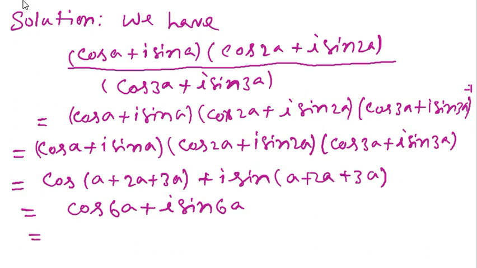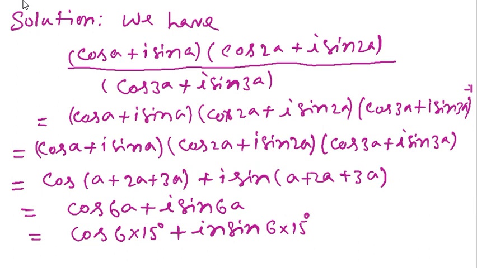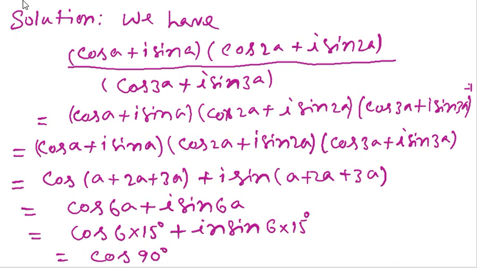Equal to cos 6 into 15 degree plus i sine 6 into 15 degree. It is given. So we have cos 90 degree plus i sine 90 degree. Right, equal to i.